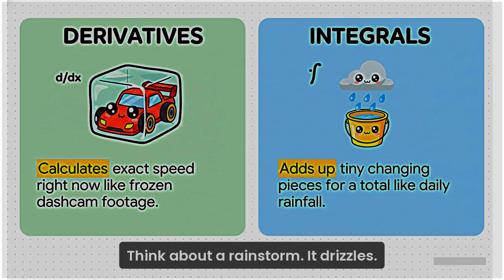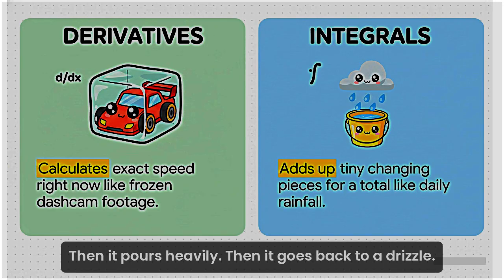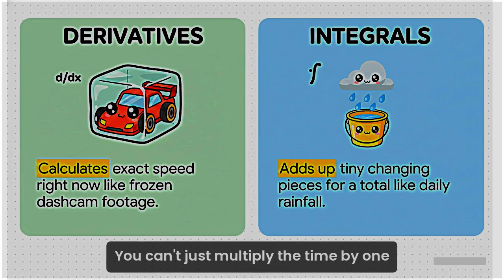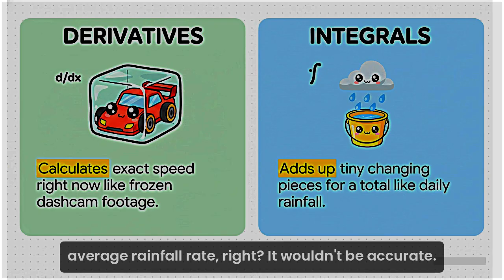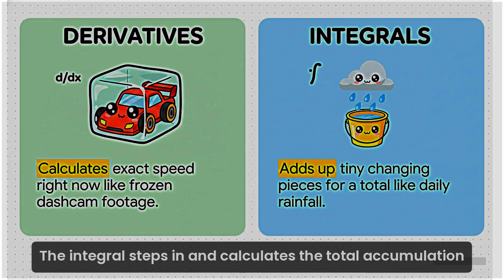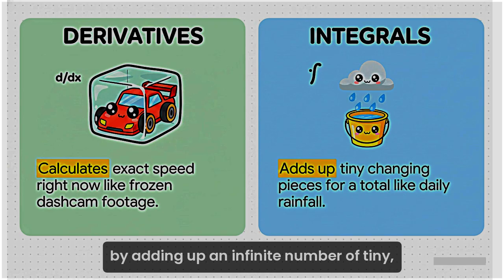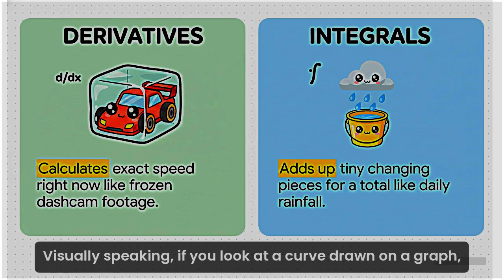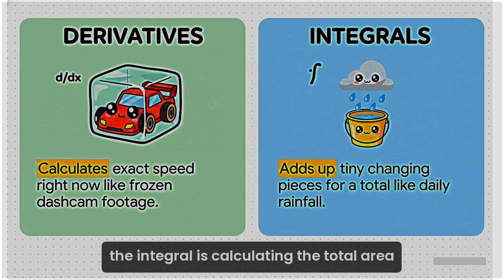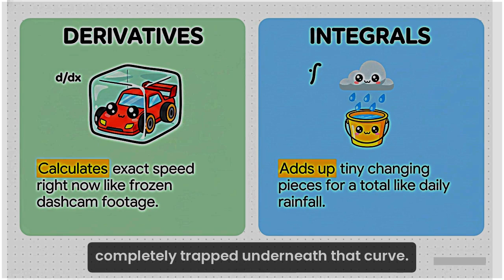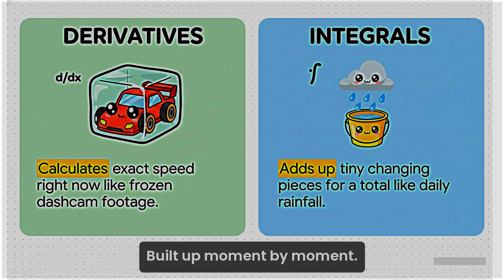Think about a rainstorm. It drizzles, then it pours heavily, then it goes back to a drizzle. You can't just multiply the time by one average rainfall rate, right? It wouldn't be accurate. The integral steps in and calculates the total accumulation by adding up an infinite number of tiny, constantly changing pieces. Visually speaking, if you look at a curve drawn on a graph, the integral is calculating the total area trapped underneath that curve, built up moment by moment.